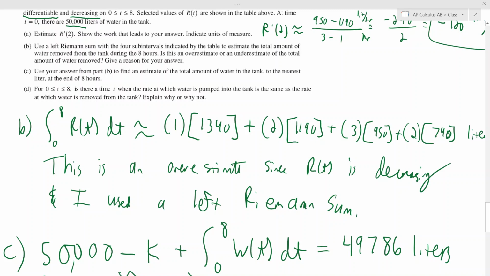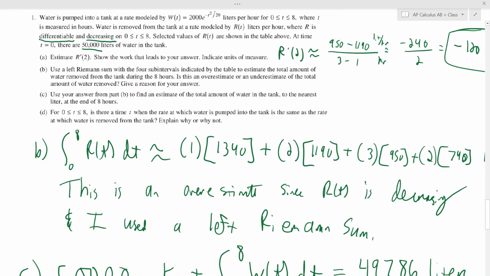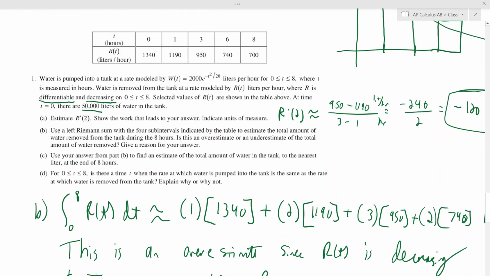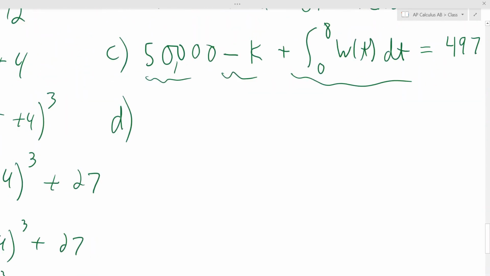So if they ask you this year or any year, future kids, to see if two functions ever have to be equal and it's from a table, what they really want you to do is IVT. All right, so if they're asking you, must these two things be equal? Here's how you're going to handle this. We want to know, does R of t, the rate out, ever equal W of t, the rate in? That's their question. So if W of t is equal to R of t, okay?